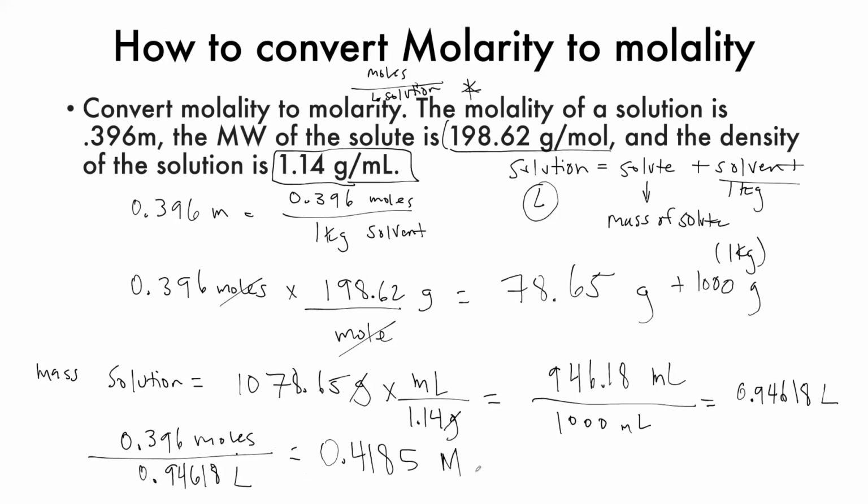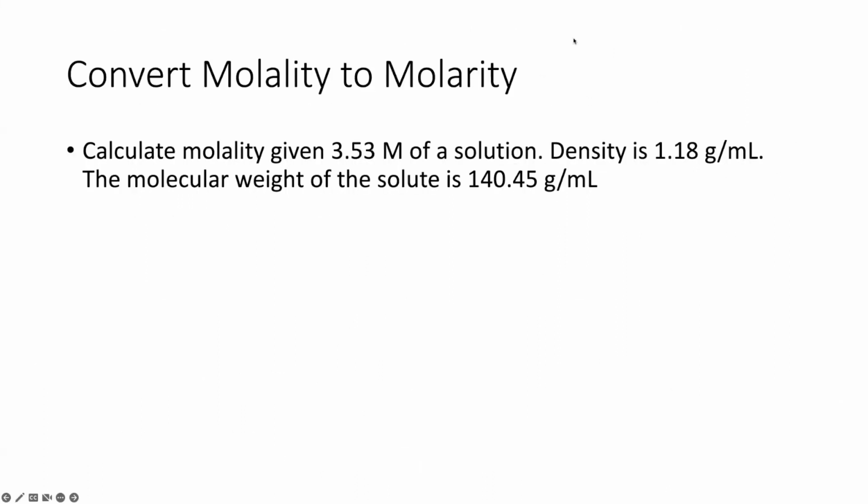molarity. So if we want to pay attention to significant figures, technically we would have 3 significant figures based off of the original molality. So we can round this to 0.419 molar. So we successfully went from molality to molarity, but now we're going to try going the opposite way.